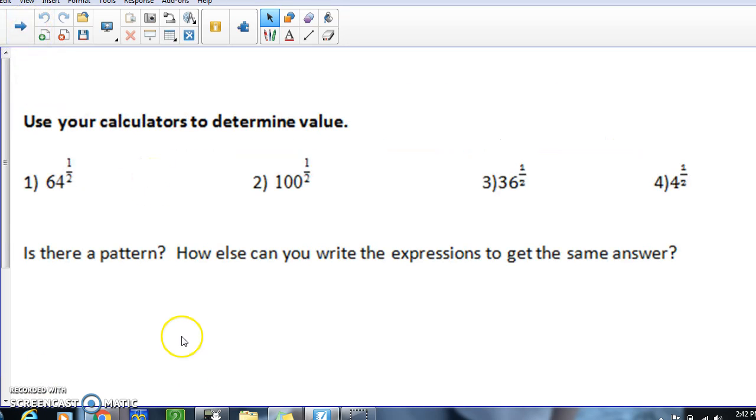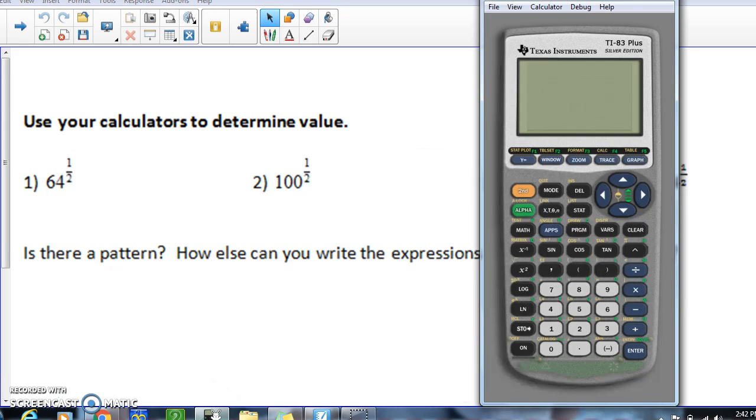Okay, the first thing I want you to do is grab a calculator and type these four into your calculator. Now, as you saw on the previous slide, make sure that you use parentheses with the exponent. So for instance, when I type in 64 to the 1/2 power, I use that caret key, and I would put parentheses around my 1/2.